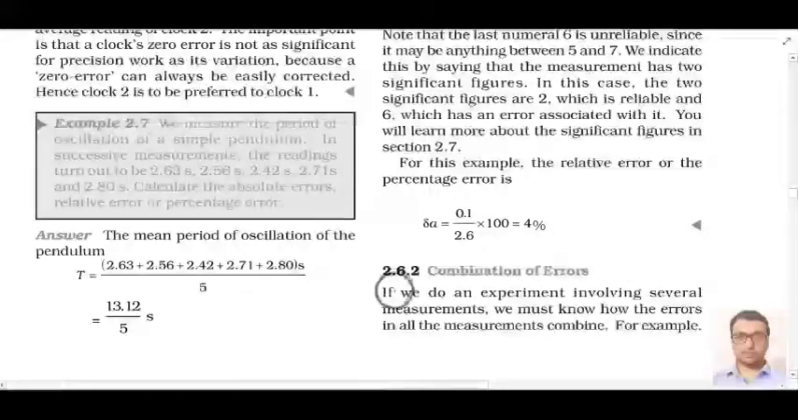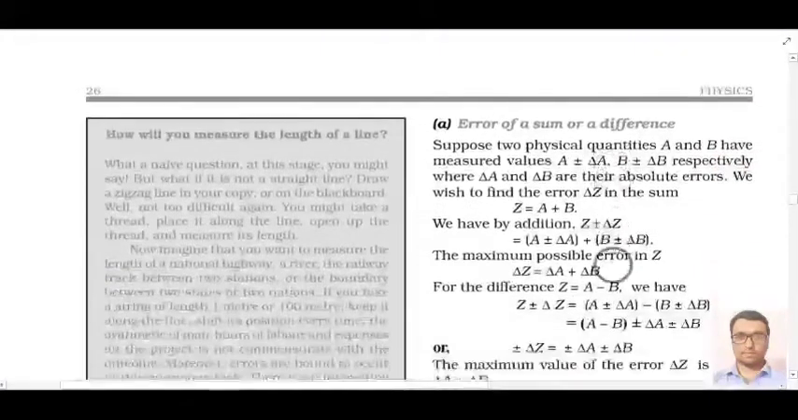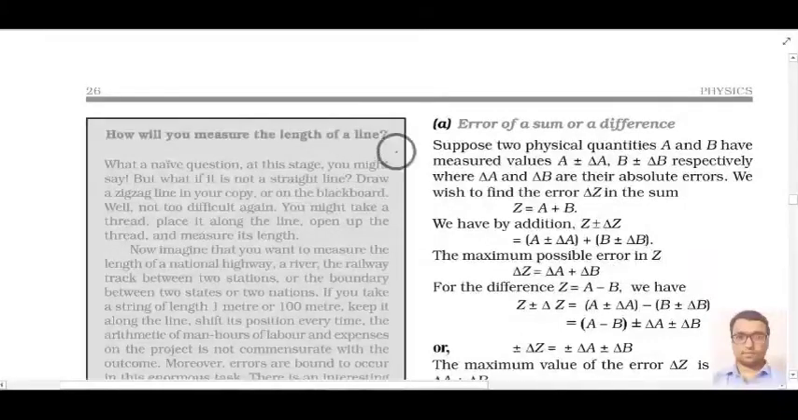Good morning class, Sairam. Today we are going to study the topic combination of errors. Here you can see the first combination is error of a sum or a difference.